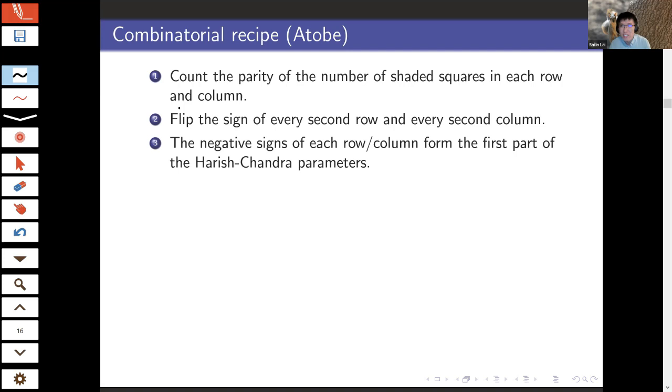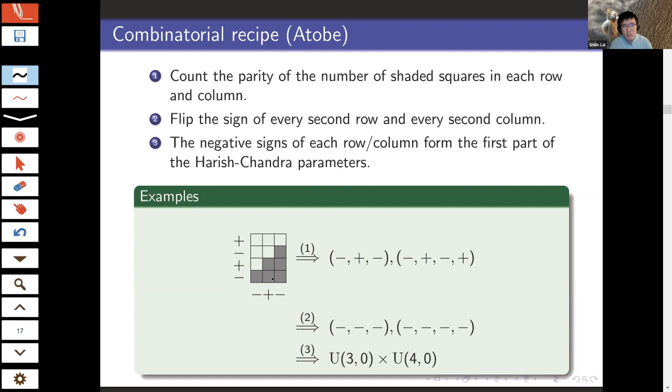I'm just going to do an example in this case, where the point is you first count the parity of the number of shaded squares in each row and column. So there's a minus sign, and a plus because there's an even number, and again a minus because there's an odd number. So we get a string of 3 signs and a string of 4 signs, and we need to flip every other sign. So we get 2 sequences of signs which are all minus. And because they are all minus, p should be the number of minus signs. So we get U3 cross U4. And because they are compact groups, there is a unique representation per infinitesimal character. That's just the highest weight representation.